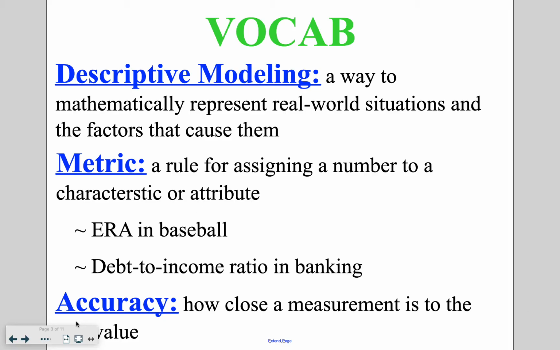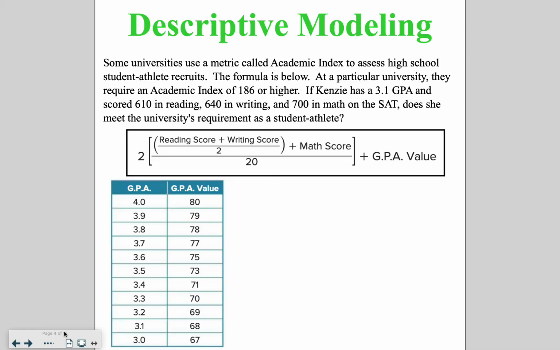Accuracy is how close a measurement is to the true value. So this is how close can we get to what we actually want to have. Accuracy is going to tell us when we are rounding, when we are not, and what is our best model for doing that.